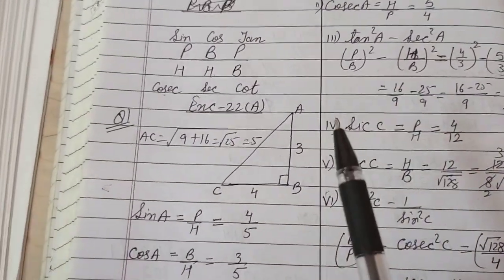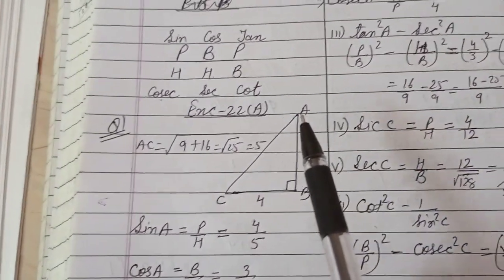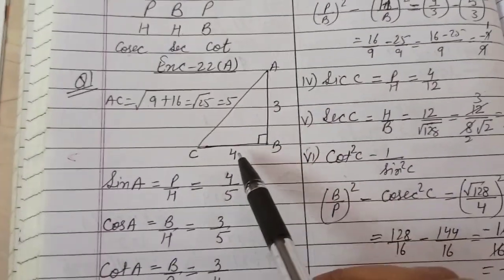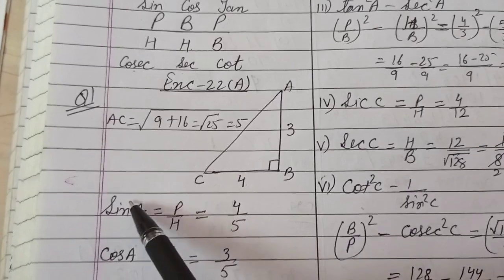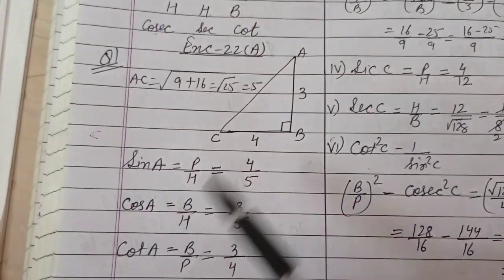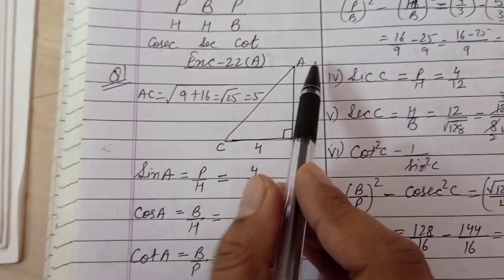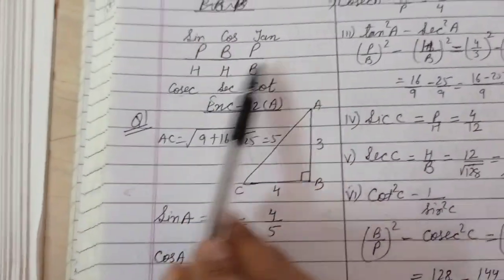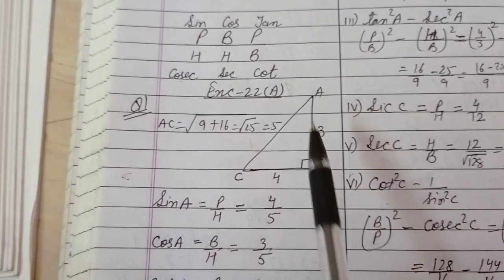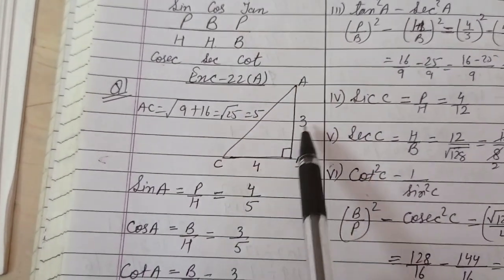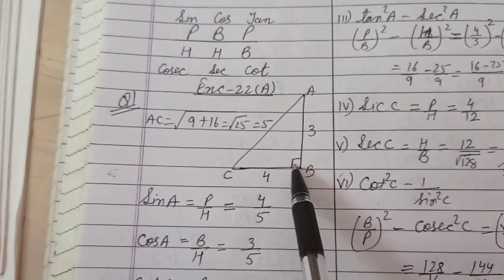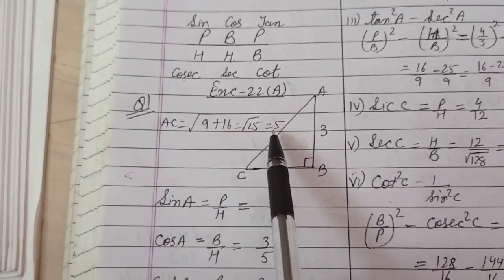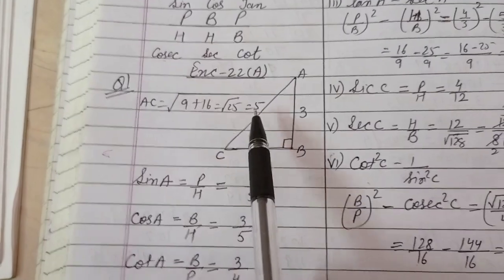Now the first question of exercise 22A, you are given this triangle in which this side is given, and you are asked to find these ratios. Look, first of all what I did, I found the third side because our ratios depend upon perpendicular, hypotenuse and base also. So we need to find all the sides. Two sides are given, and we know that in a right triangle Pythagoras is always helping us. So AC I found using Pythagoras theorem.